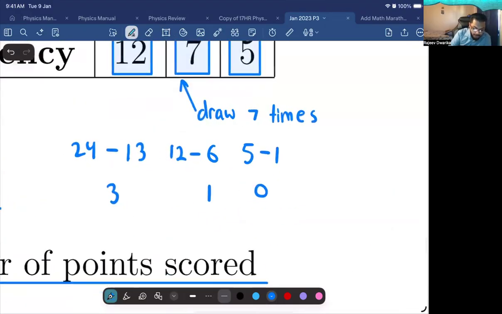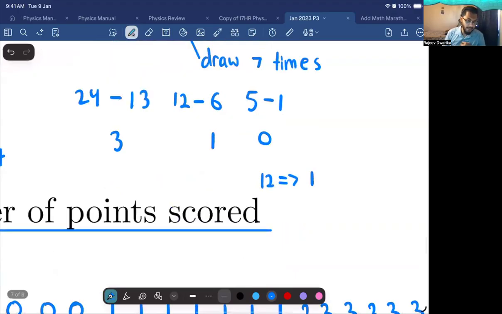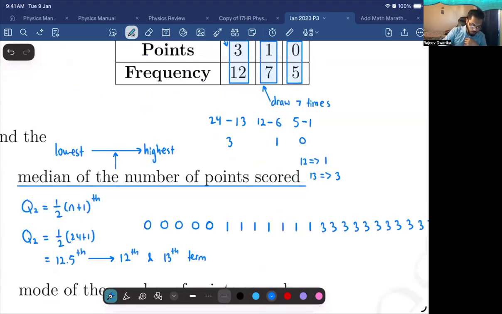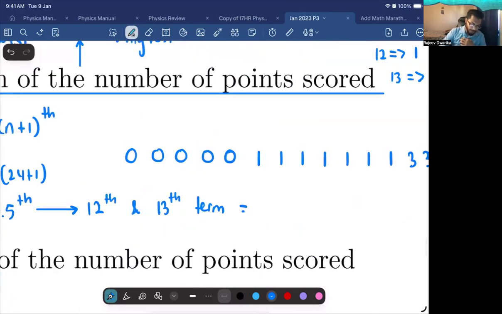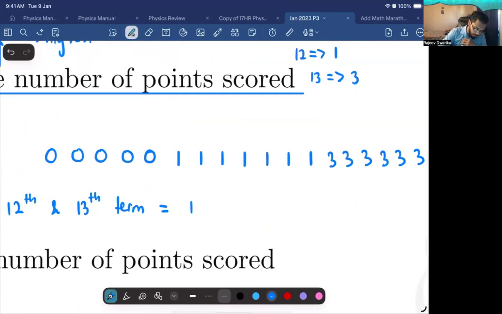So what is my 12th? If you arrange all the data, right? What would 12 give you? In the 12th game, what score did they get? 1. And in the 13th game, what score did they get? 3, sir. Right. So then my answer is just going to be the average between that. So it's going to be 1 plus 3 divided by 2. What's 1 plus 3 divided by 2?